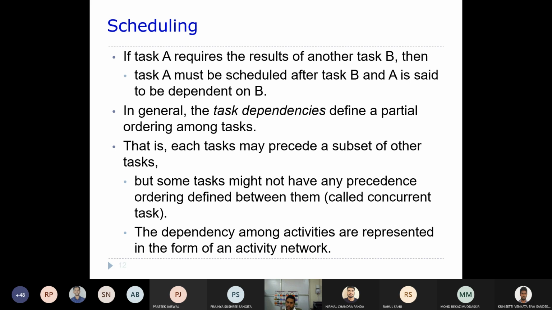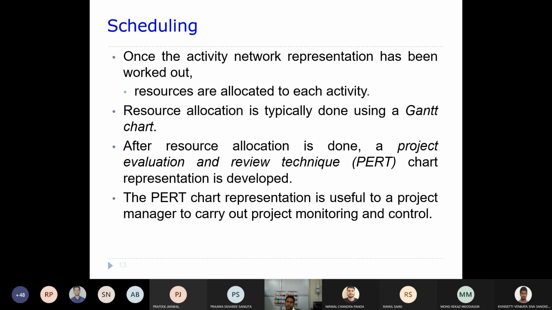The dependencies among activities are represented in the form of an activity network. We will talk about that at a later point of time. Once the activity network has been worked out, the resources are allocated to each activity. Resource allocation is typically done using a Gantt chart, and we will talk about the Gantt chart.